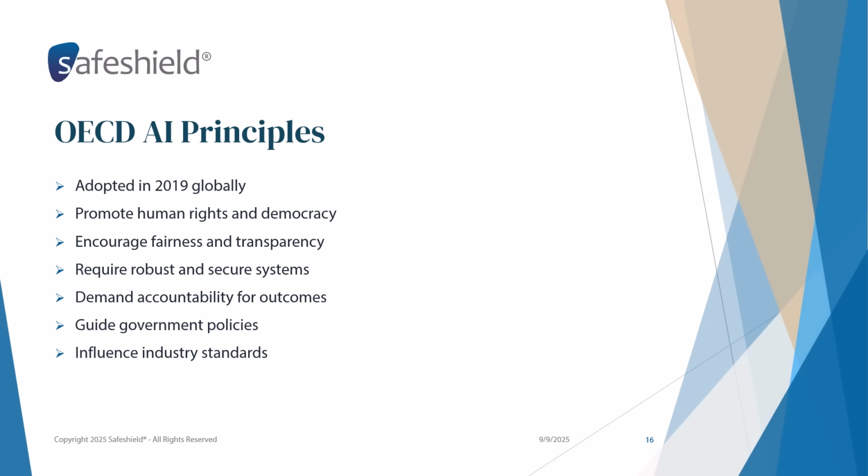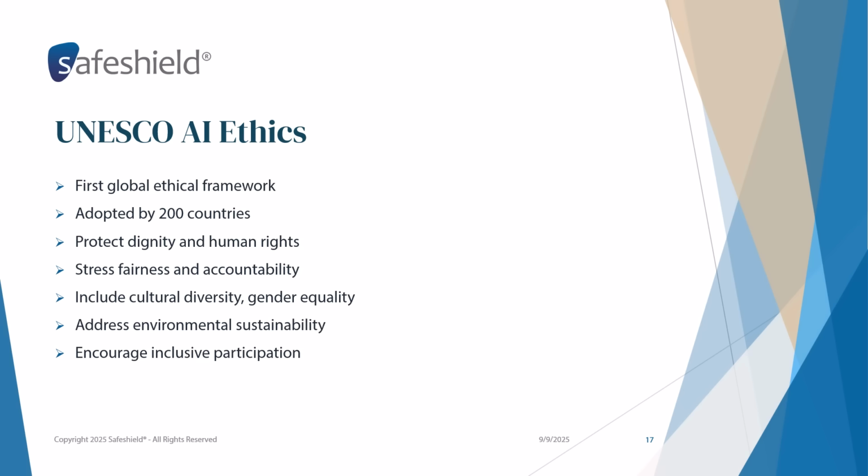They highlight the importance of balancing innovation with safeguards and encourage collaboration between governments, industry, and civil society. The OECD AI principles remain a foundational reference point for shaping trustworthy and human-centric AI worldwide. In 2021, nearly 200 countries adopted UNESCO's recommendation on the ethics of artificial intelligence, the first global standard-setting instrument focused entirely on AI ethics. This framework emphasizes human dignity, human rights, and environmental sustainability as guiding values.